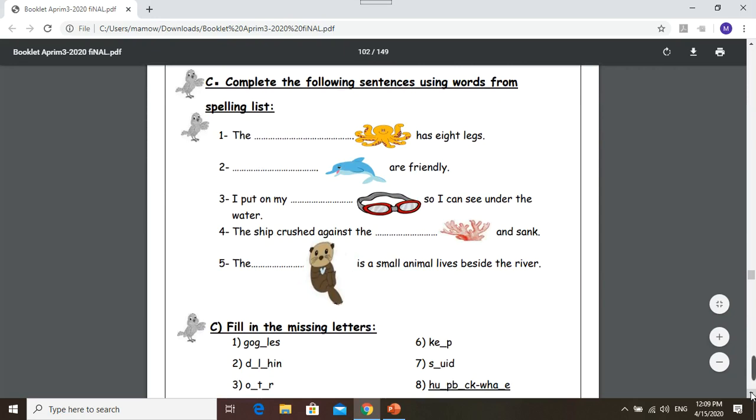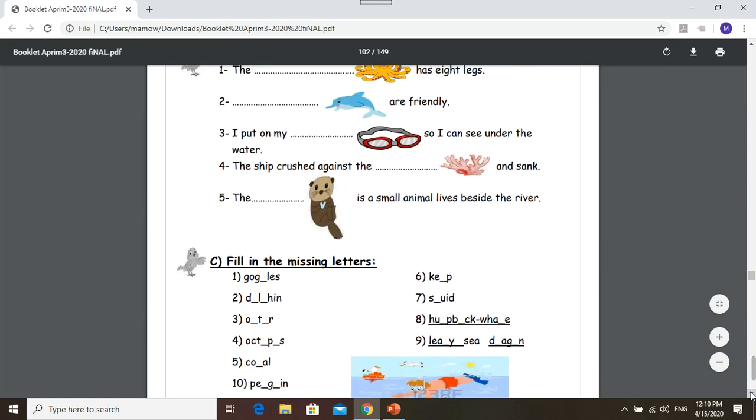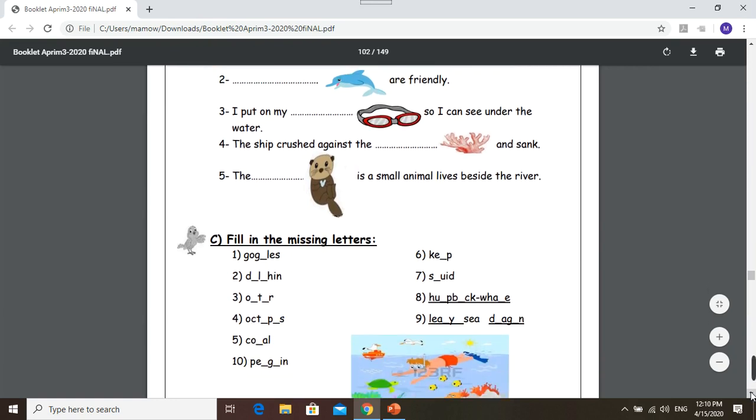The octopus has 8 legs. Excellent. Number 2, dolphins are friendly. Number 3, I put on my goggles so I can see under the water. 4, the ship crashed against the coral and sank. Last one, this lovely animal, the otter. Excellent. It is a small animal that lives beside the river.